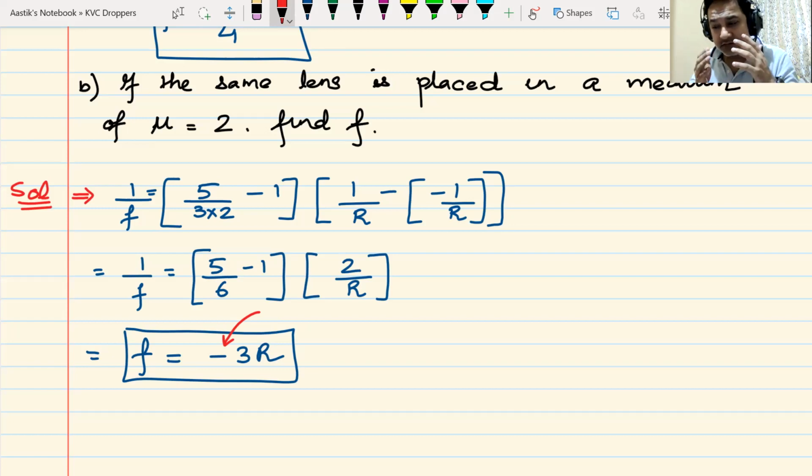What made the lens change its nature? It was convex. It's looking convex in air, but if I change the medium, my answer is coming negative. Does it become concave? That is question number one. If it has become concave, why has it become concave? Can anyone give me the answer?